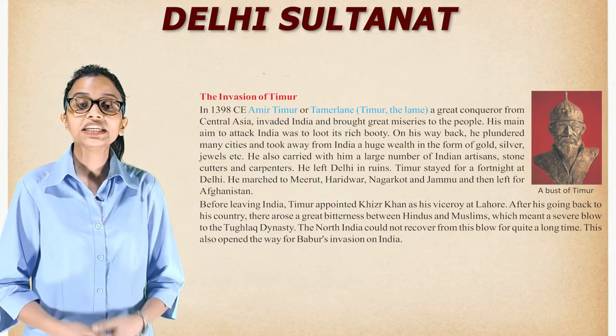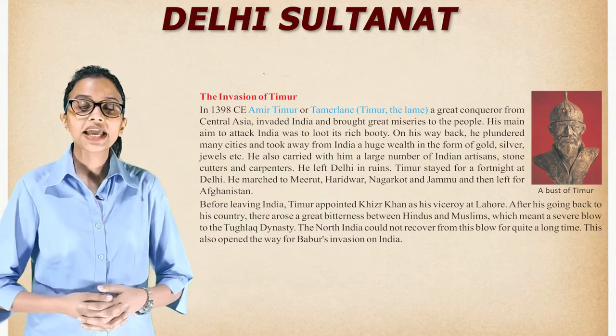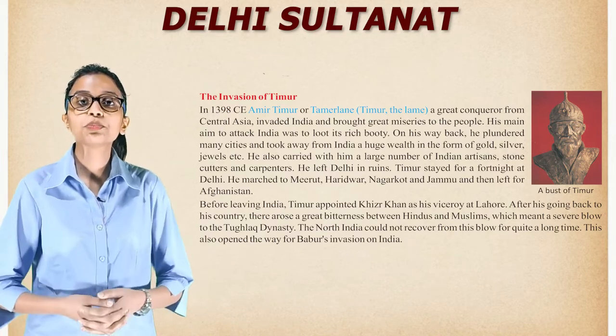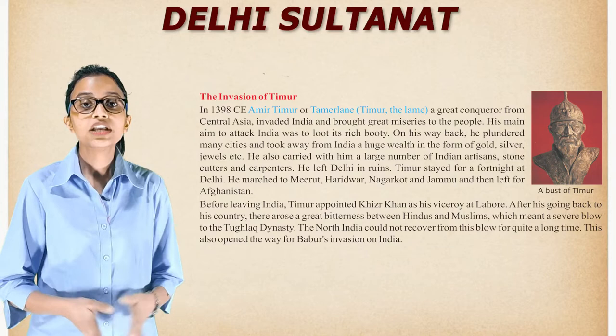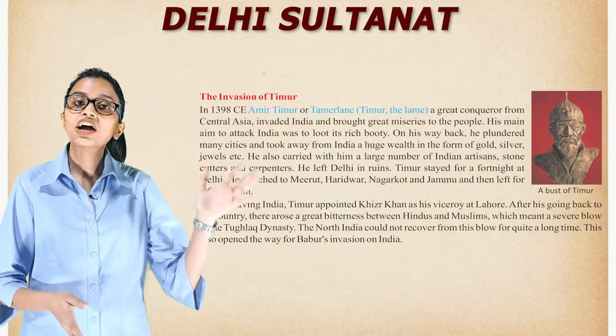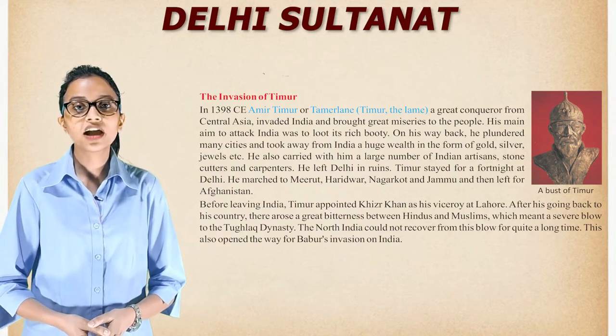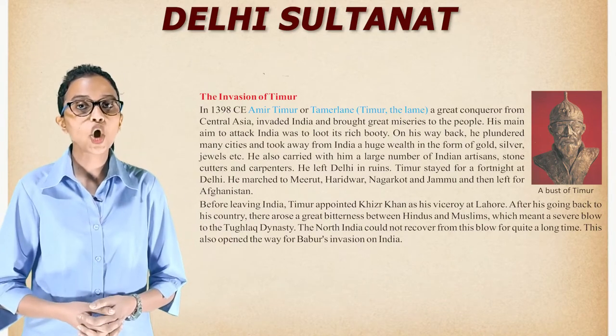He left Delhi in ruins. Taimur stayed for a fortnight at Delhi. He marched to Meerut, Haridwar, Nagarkot and Jammu and then left for Afghanistan. Before leaving India, Taimur appointed Khizr Khan as his viceroy at Lahore.